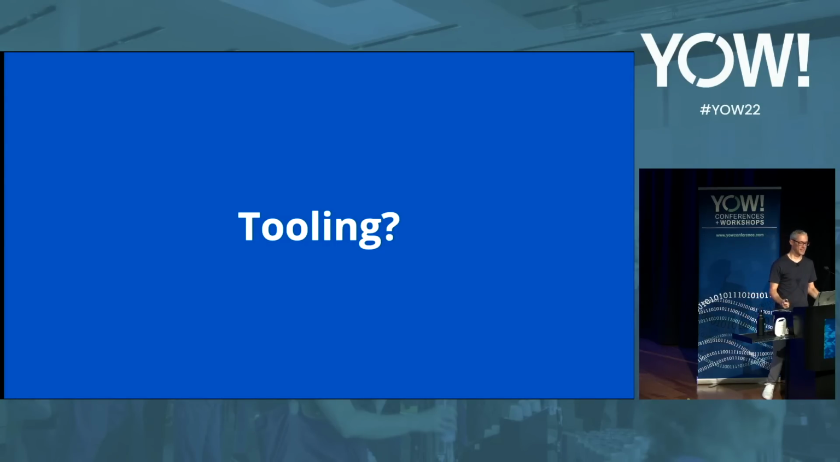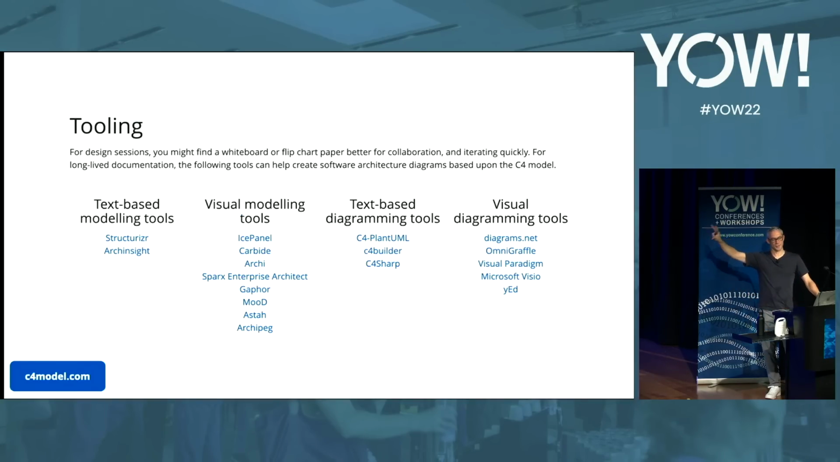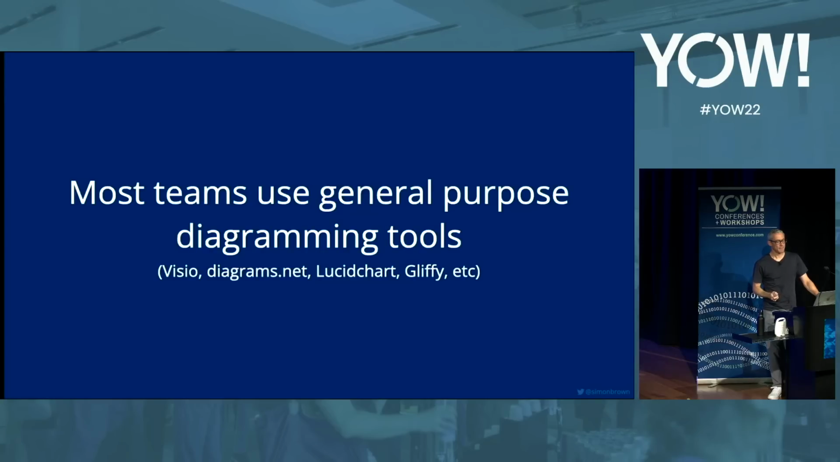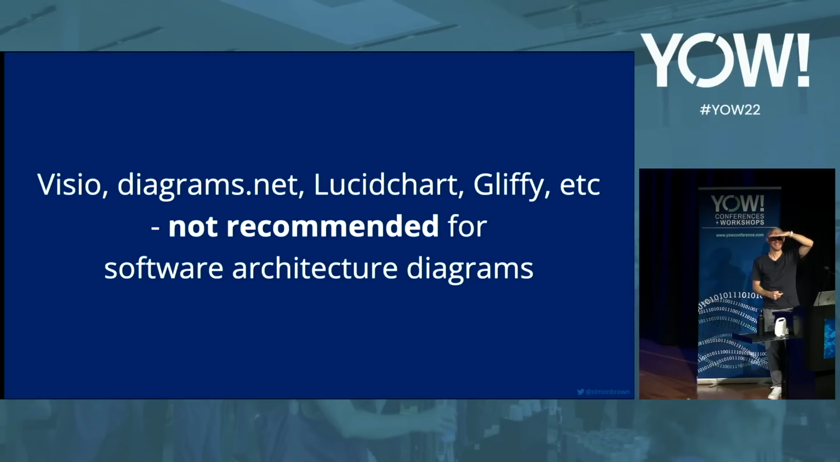What tooling do I recommend? There's a whole bunch of tooling I've listed on the c4model.com website, and I've tried to break it up into different categories. Most people, of course, are using general-purpose diagramming tools. Who's using general-purpose diagramming tools? Right, please don't do that. Please stop using general-purpose diagramming tools like Visio, etc. These are fabulous tools, right? I love these tools. They're super sophisticated, but I don't recommend them for software architecture diagrams.